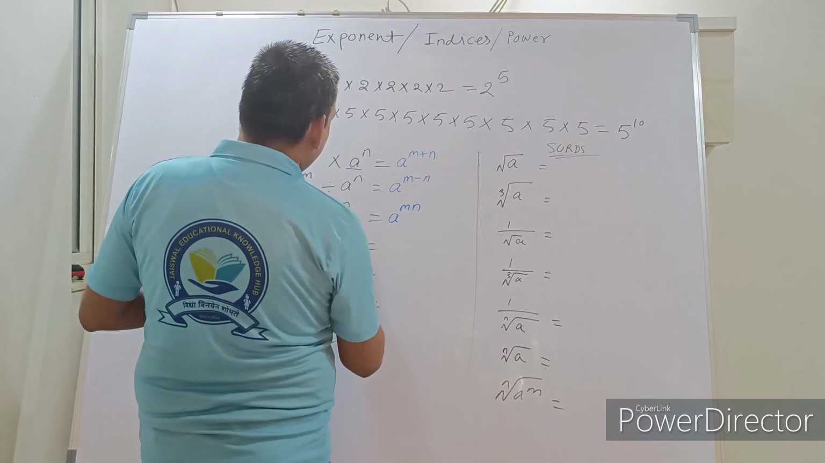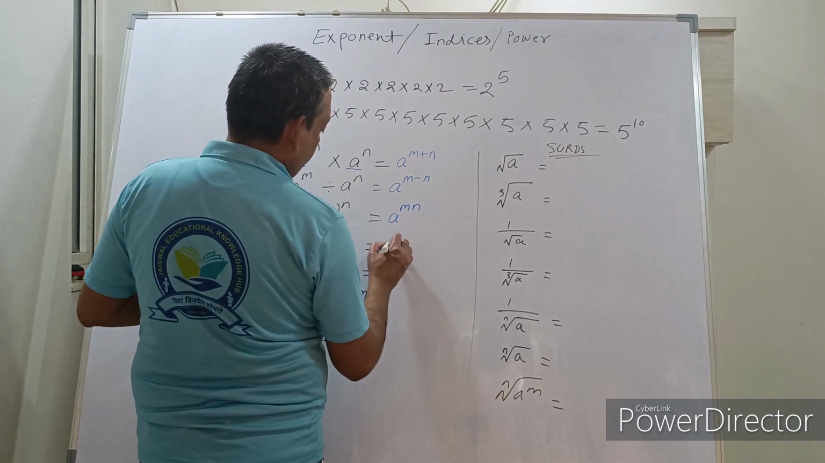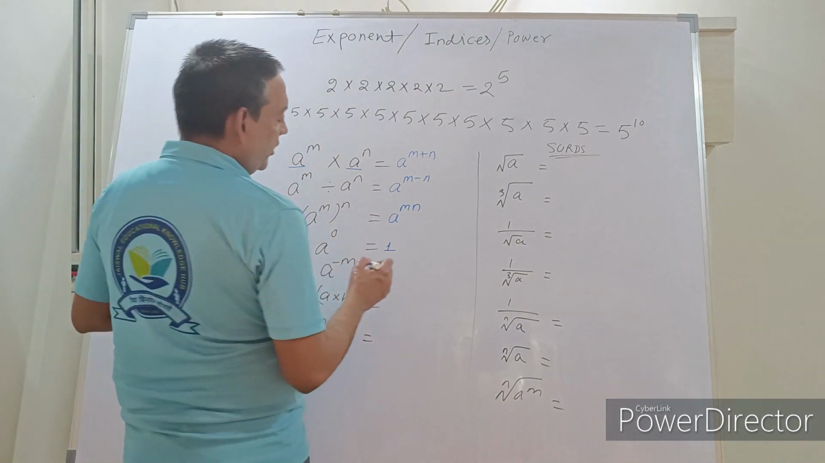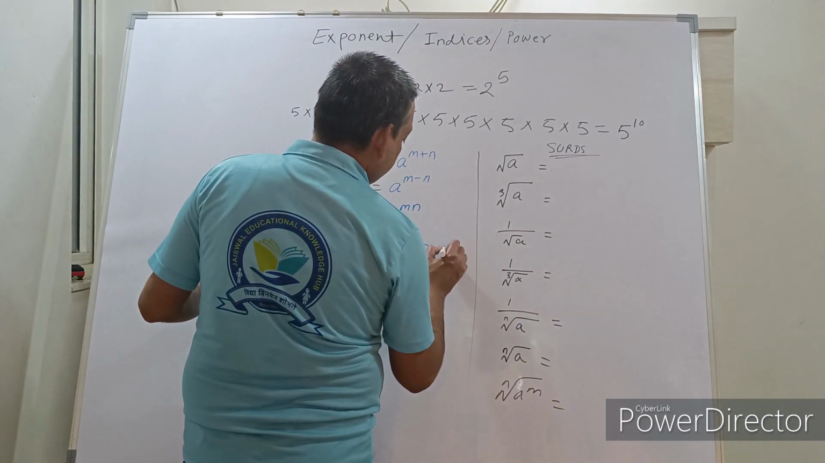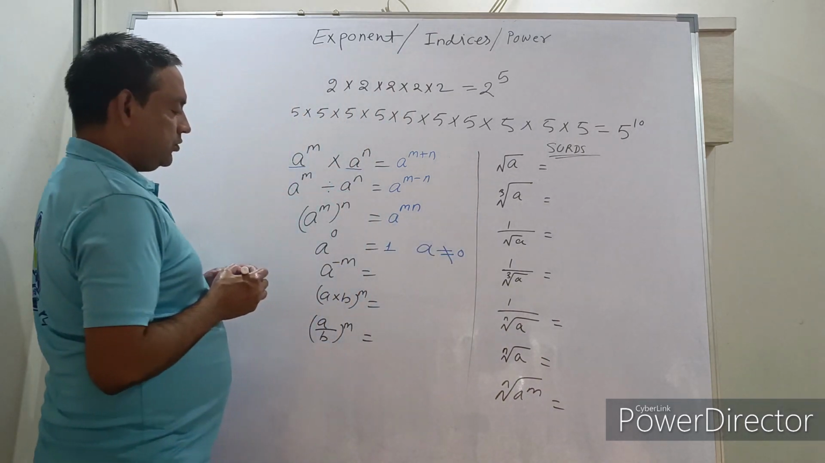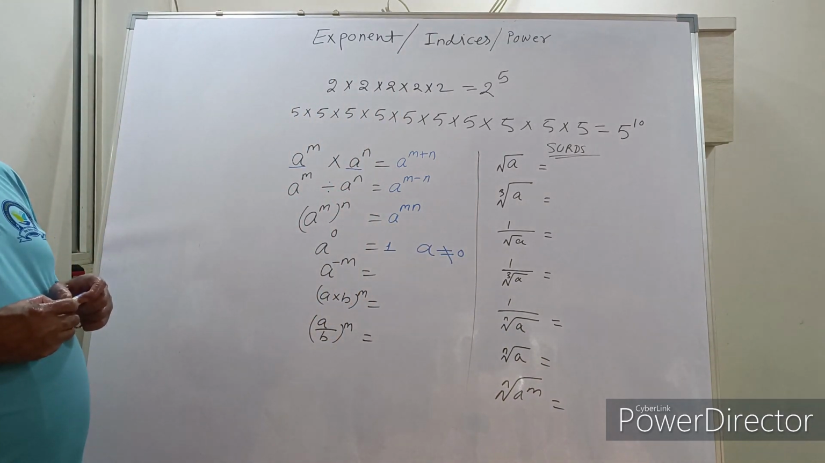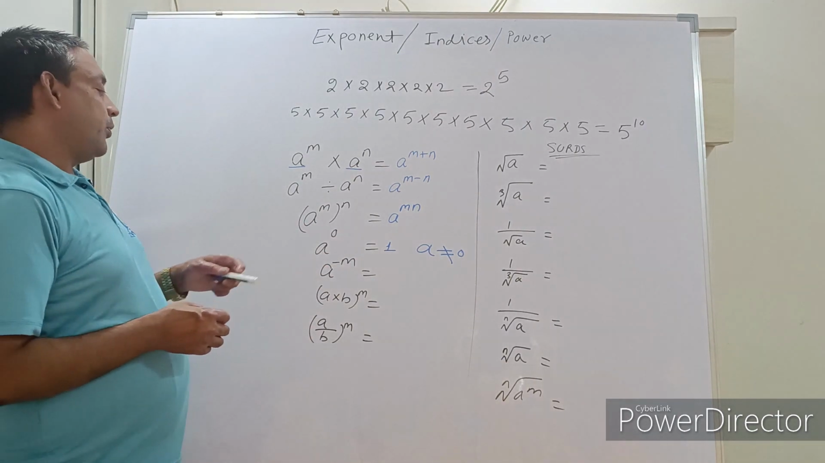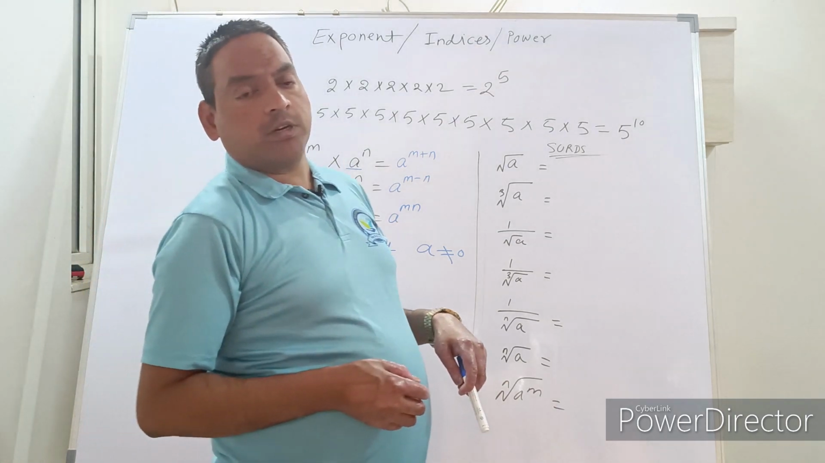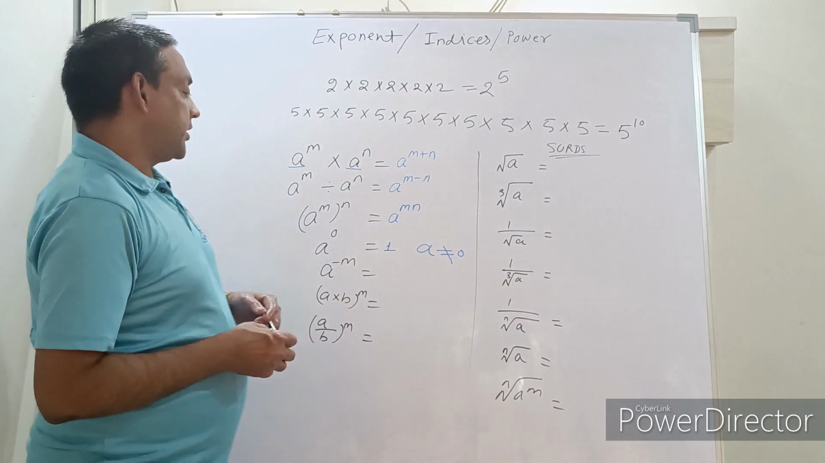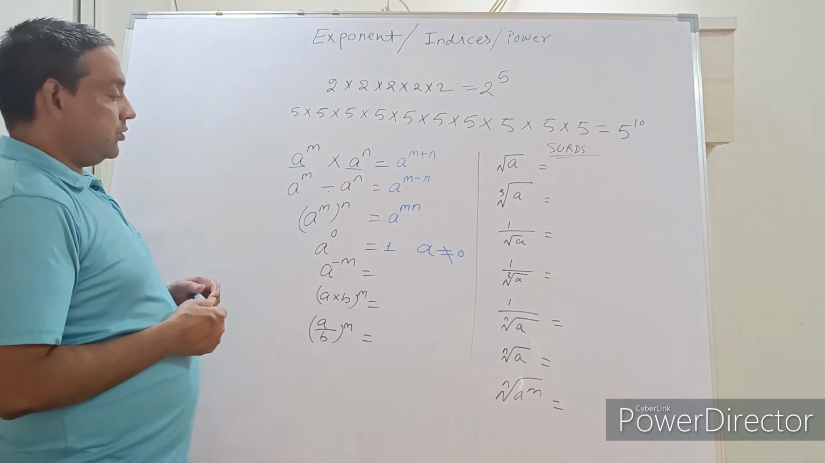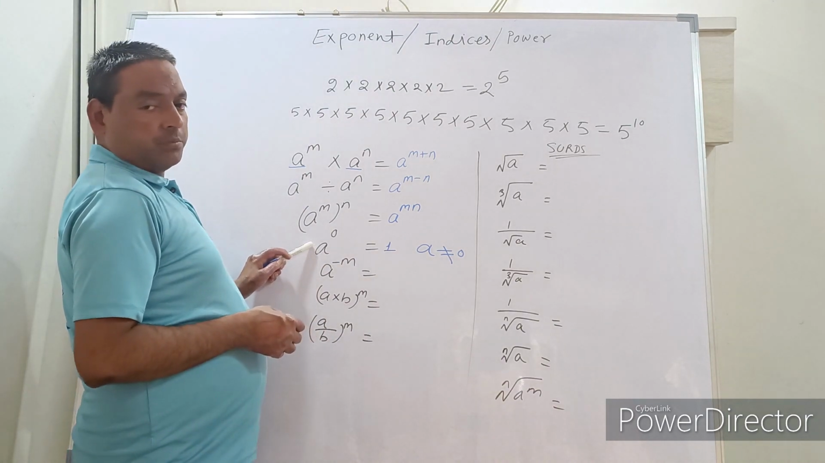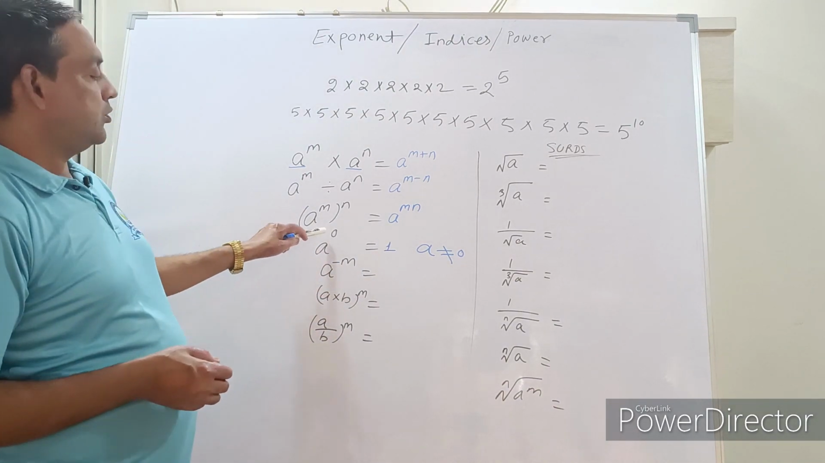Then anything raised to 0 is 1, but the very important part, a is not equal to 0. A raised to 0 is 1 when a is any positive number or any negative number, but a cannot be 0. So a is any positive number or negative number, then anything raised to 0 is 1.